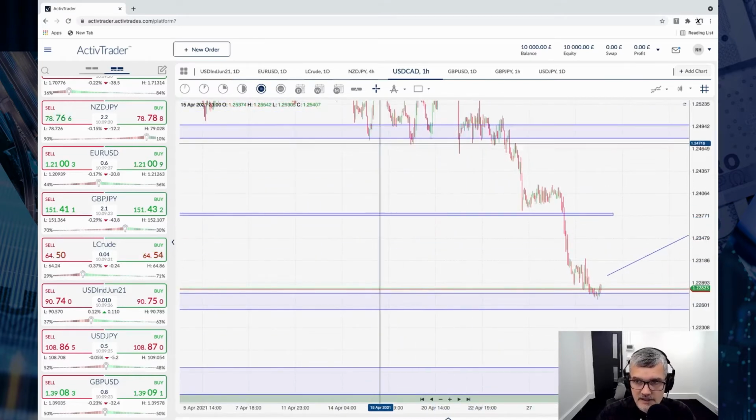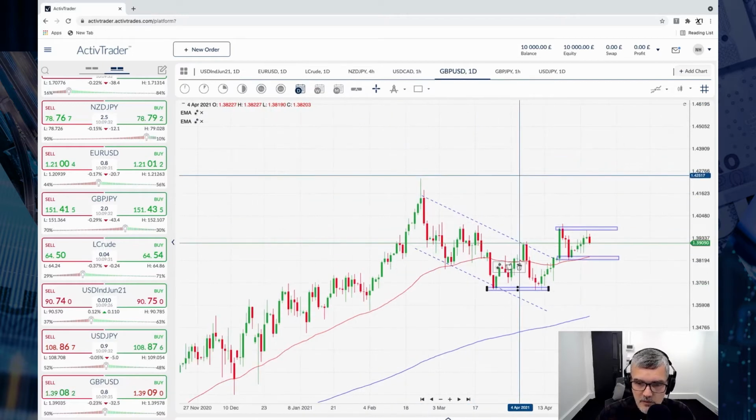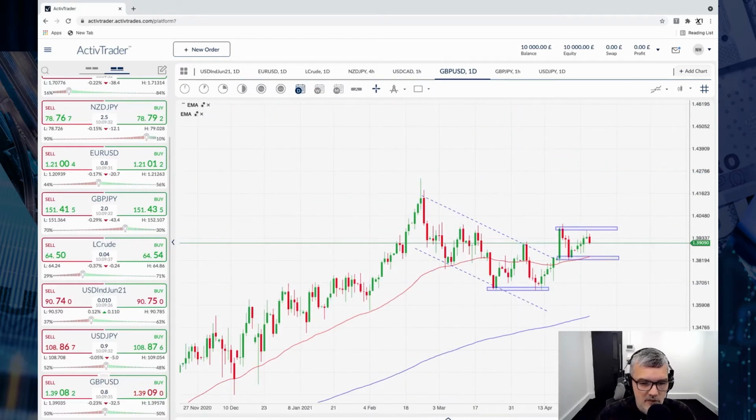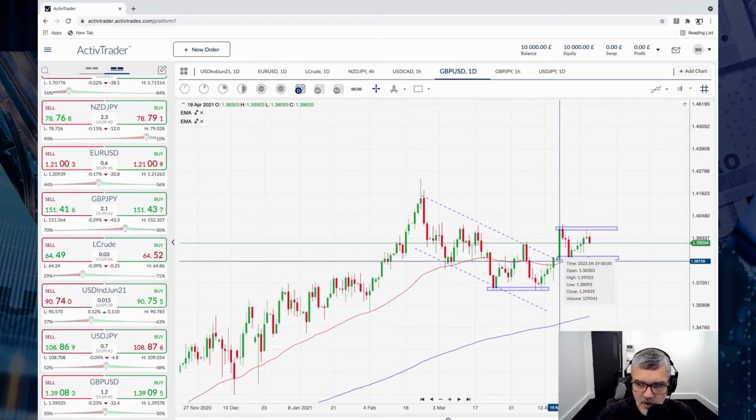Looking to the British pound versus US dollar, also known as cable. If you look to the bottom left hand of my screen, you can see that the bulls and the bears are evenly split 50-50. We are in this consolidation period after the big decisive move up on the 19th of April.